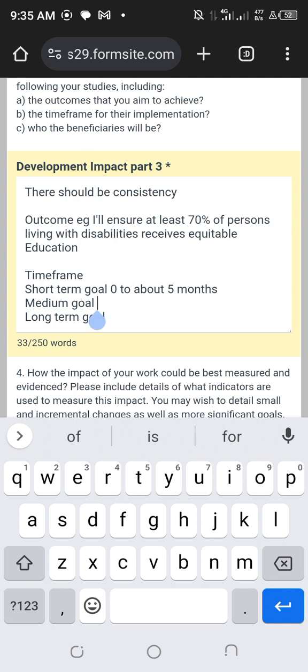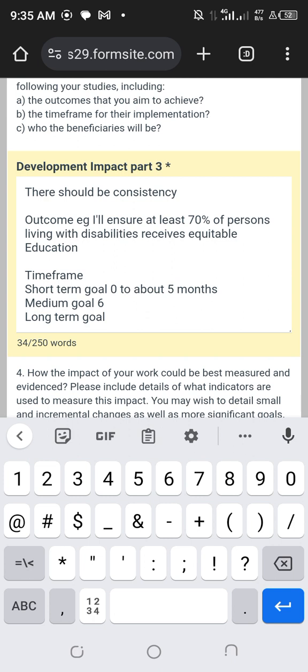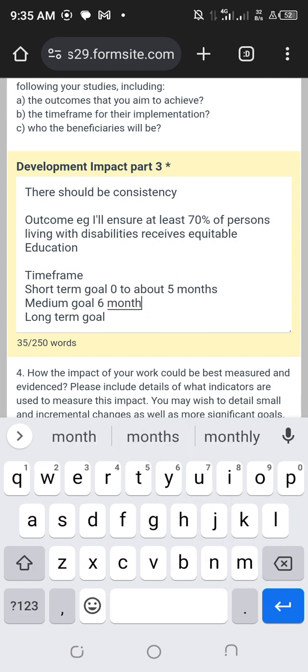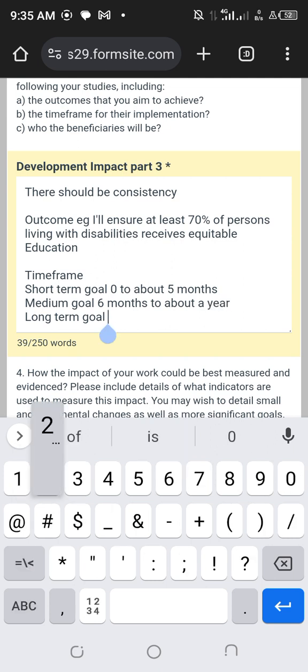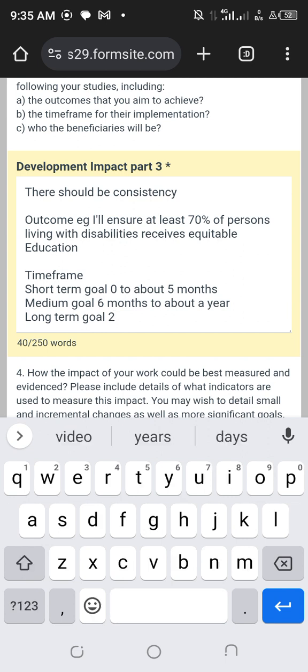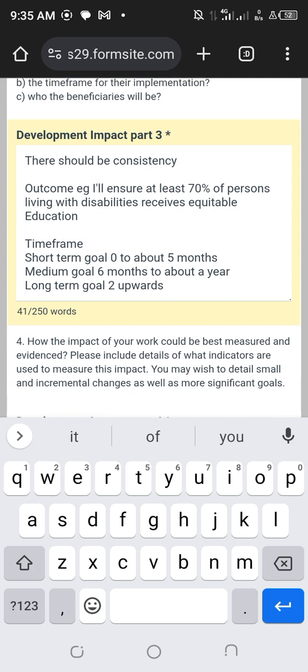Then your medium term goal should be within roughly 6 months to, let's say, about a year. Then your long term goal is within 2 years upwards. So you have to mention it. I'll work with, I'll liaise with, mention the bodies. Be direct, be specific. Okay? Be very specific. It's very important.